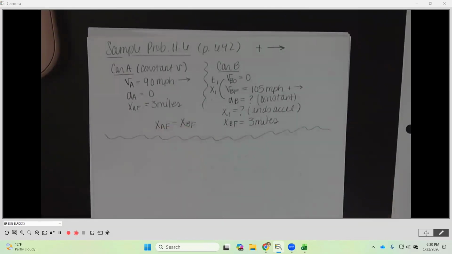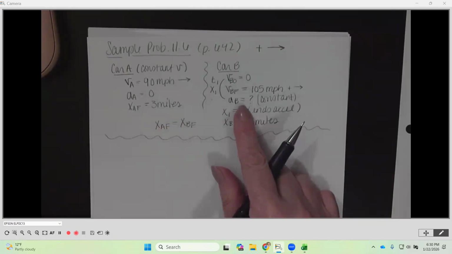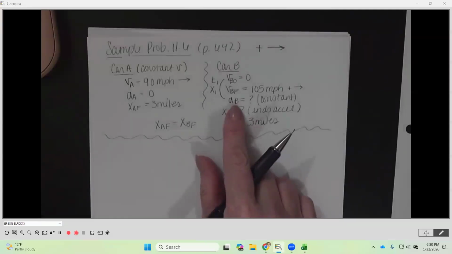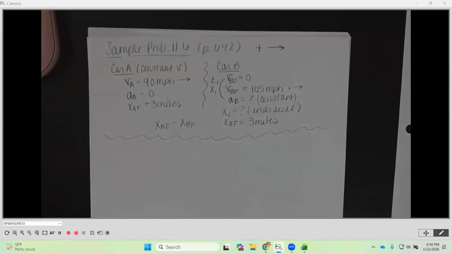So we need to find the acceleration that car B has. There are a couple of little things along the way too that we'll be doing, but the problem is asking for that. Now, first things first, just like we did for the previous problem, we have to look at our units. First of all, determine are we English or metric, and then we want to get everything in consistent units.